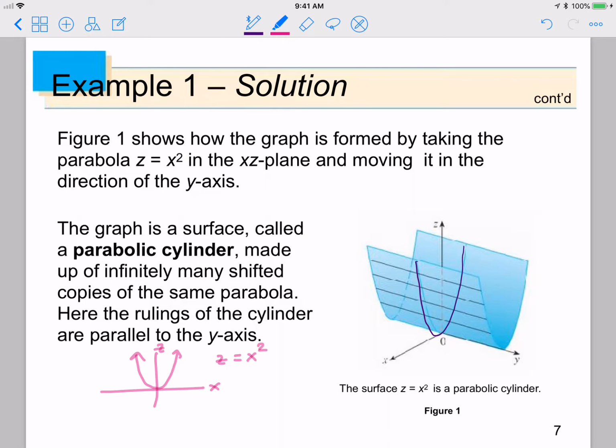But because we're in 3D space, you want to keep the fact that z is equal to x squared, but bring that through infinitely many possibilities for y, if that makes sense, right?